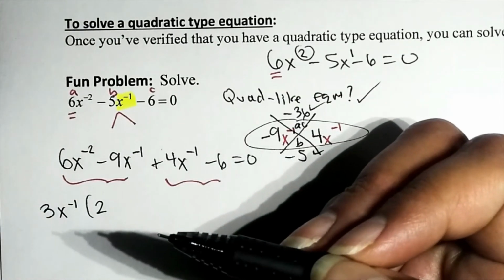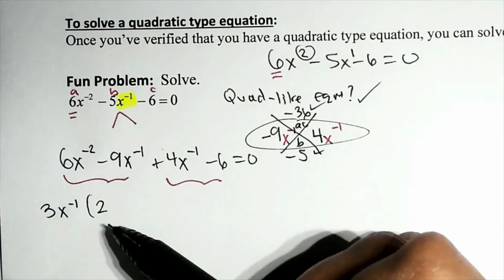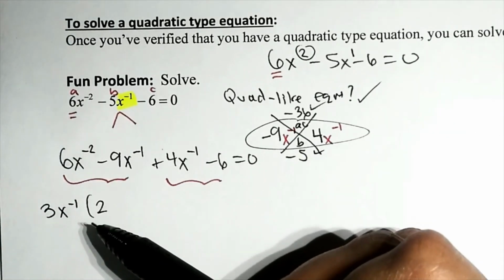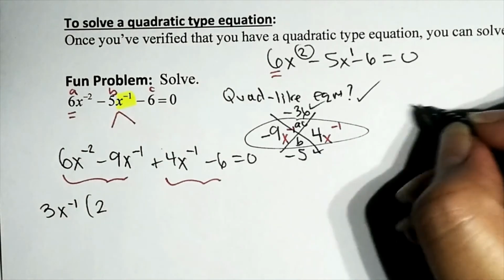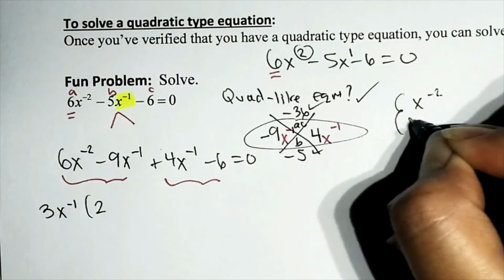I think I said that right. Yeah, 6 divided, oh no, I said it wrong, sorry. 6 divided by 3 is 2, and the quotient of the x's, I'm going to do a thinking area.